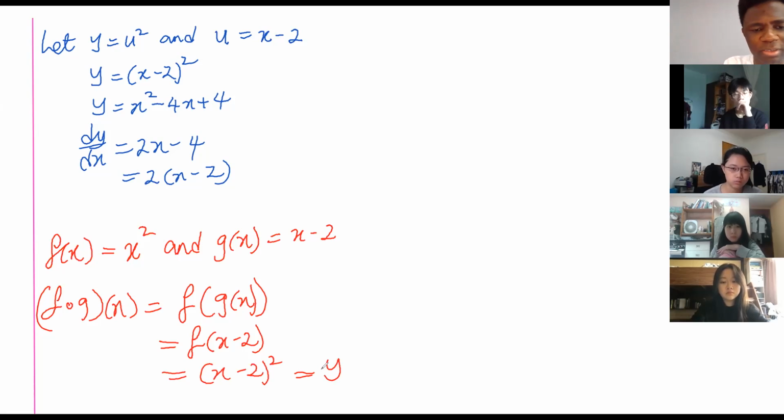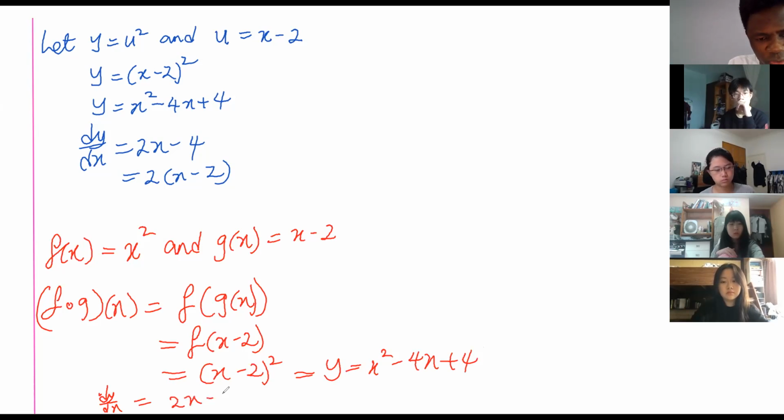And clearly your dy dx is going to be the way we did it above. Remember, this is x squared minus 4x plus 4. Then it's going to be 2x minus 4, which is 2 bracket x minus 2. So you can see that this is the derivative of a composite function.